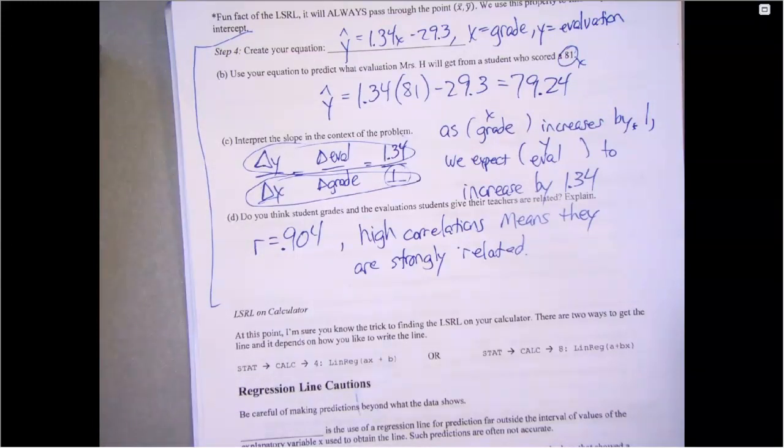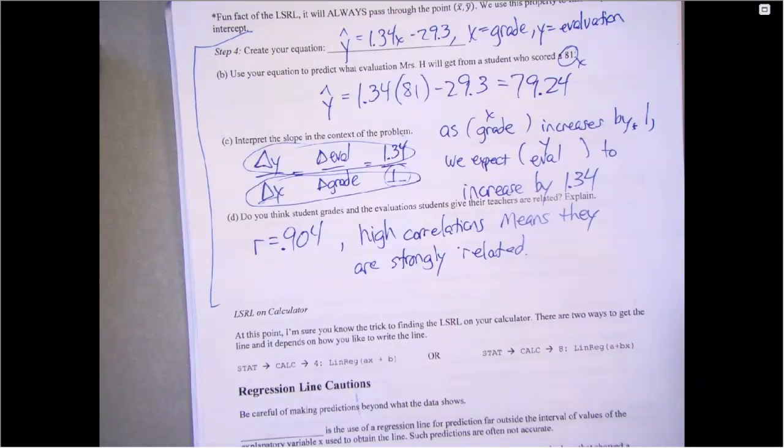Could we say that student grades cause teacher evaluations? No. We cannot. Correlation does not equal causation. Is there another variable you could think of that would make both of those things high?